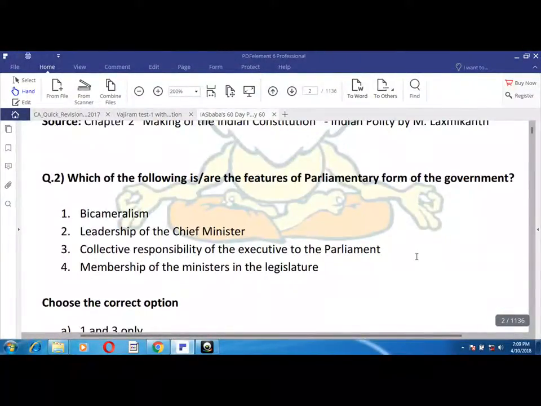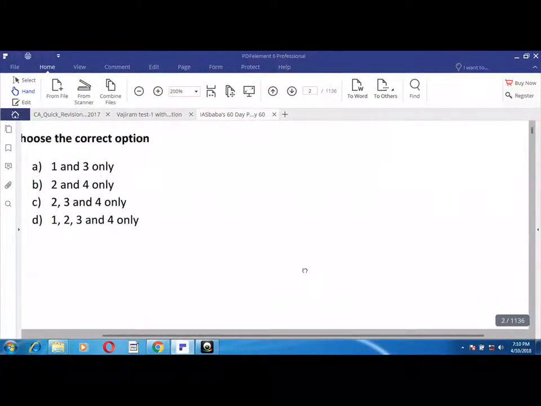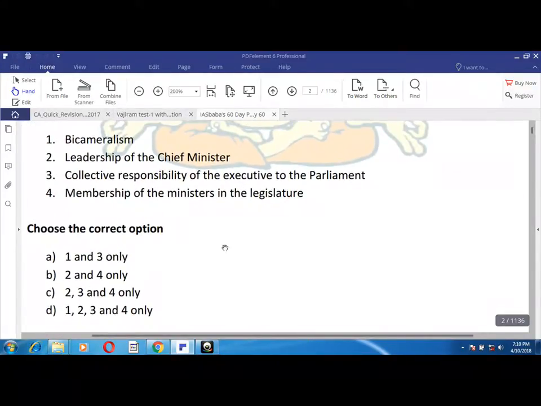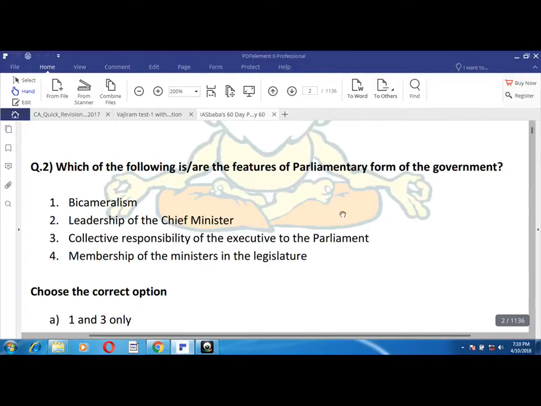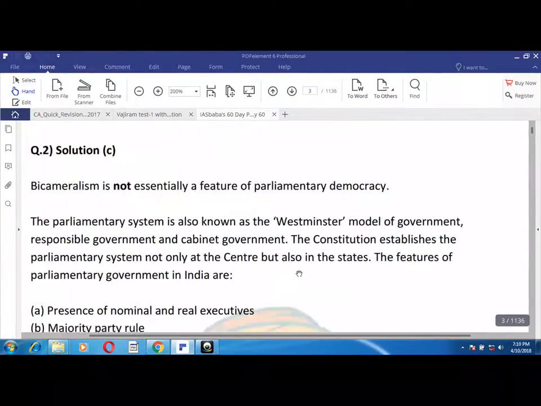Second question: which of the following are the features of parliamentary form of government? Here the answer is C, 2, 3 and 4: leadership of the chief minister, collective responsibility of the executive to the parliament, and membership of the ministers in the legislature. So bicameralism is not the answer. Others, 2, 3, 4, are correct. Bicameralism is not essentially a feature of the parliamentary democracy.